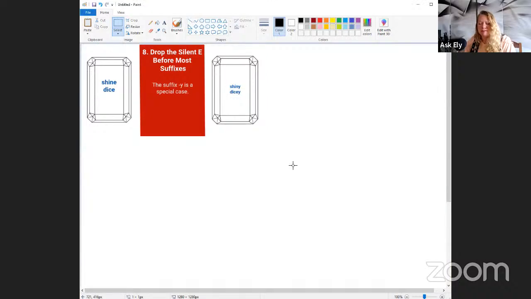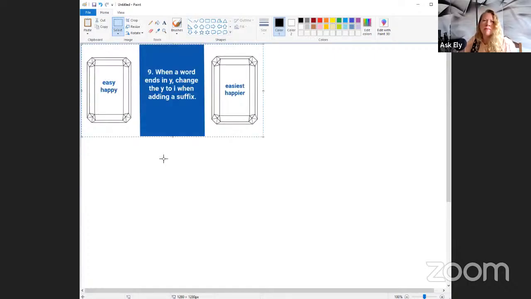All right, here's the rule, no more exceptions. That's the end of those exceptions. Yay. The next one is rule number 9. Rule number 9. And that's when a word ends in Y, change the Y to I when adding a suffix. Okay.